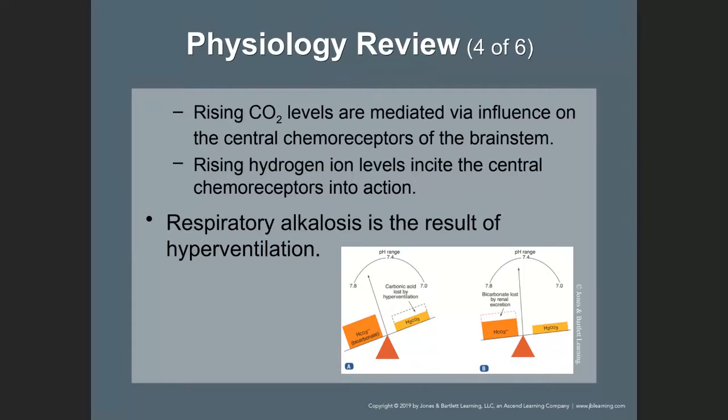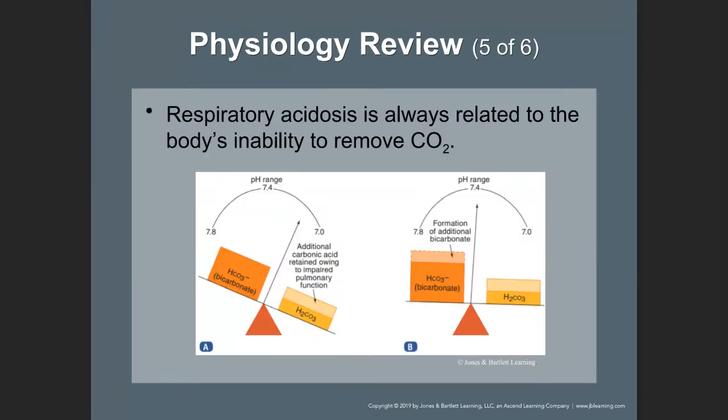Respiratory alkalosis is the result of hyperventilation, and respiratory acidosis is the result of hypoventilation. So respiratory acidosis is always related to the body's inability to remove CO2. There is too much CO2, which is forming carbonic acid, which is causing the pH to drop, so the cells cannot function. In that environment, it can shut down the brain.